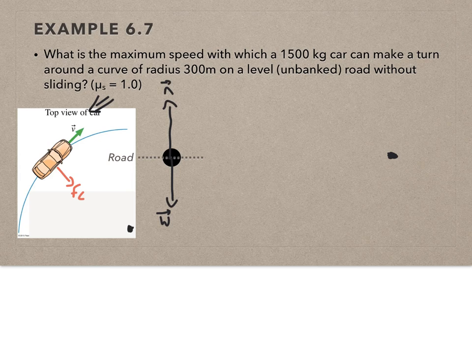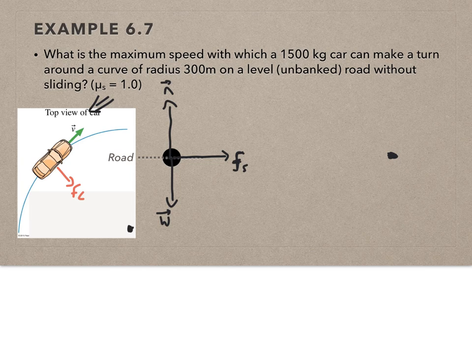Now friction is on the road, because we have a coefficient of friction of 1. And we have to think about what direction that is. The car isn't speeding up or slowing down. What that friction is actually doing is providing an inward force, because without that friction you would just go off in a straight line. So this is my static friction. It is an inward force.